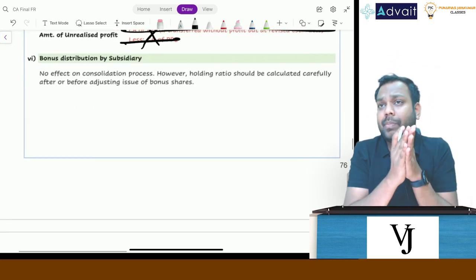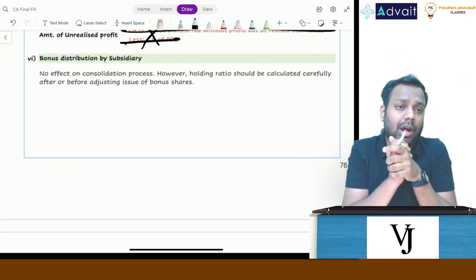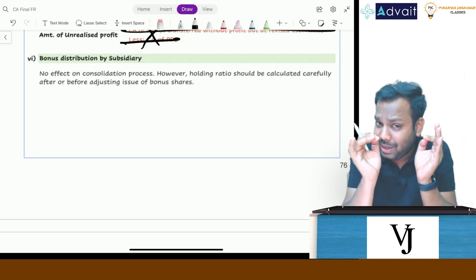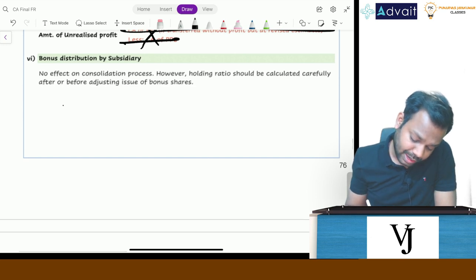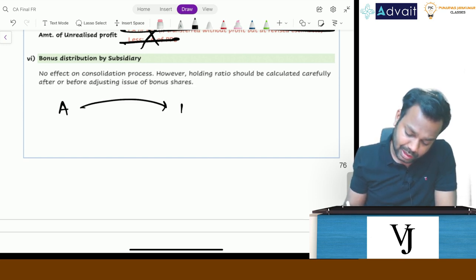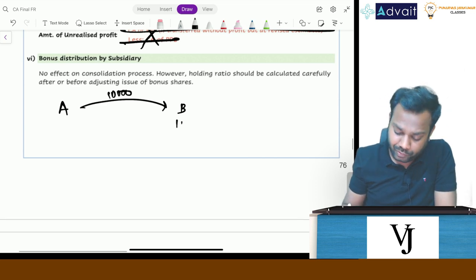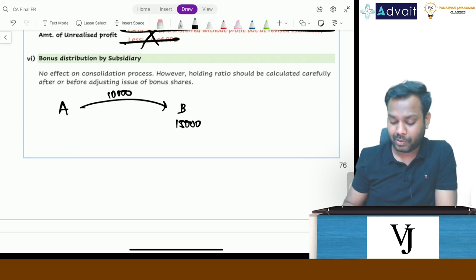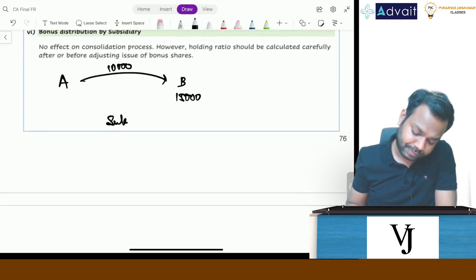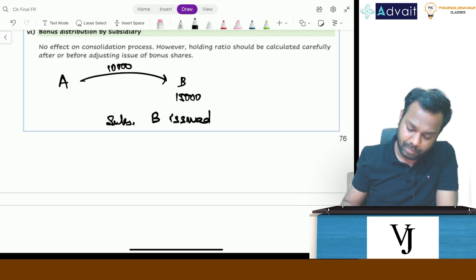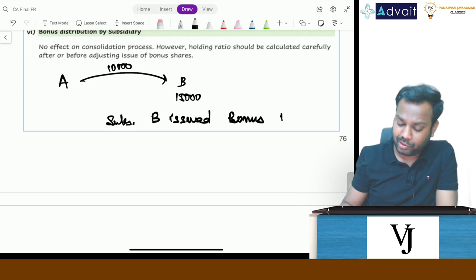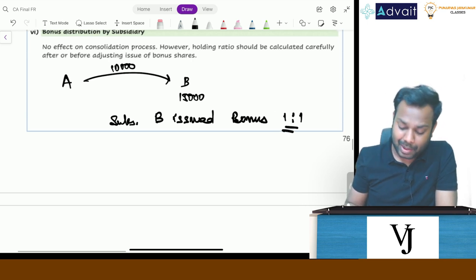Guys, understand, the treatment of bonus distribution by subsidiary is very simple. The only mistake that a student makes in the exam is, I'll tell you, the question will say A Limited acquires 10,000 shares of B Limited. B Limited has 15,000 shares on the date of acquisition. Subsequently B Limited issued bonus shares in the ratio of 1:1. Now the balance sheet of B Limited will be given, in that 30,000 will be given.